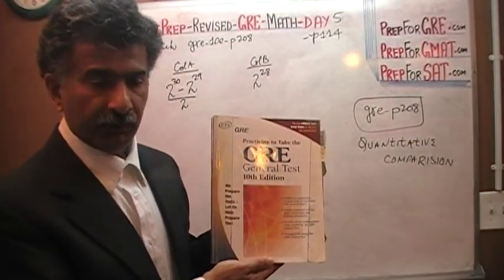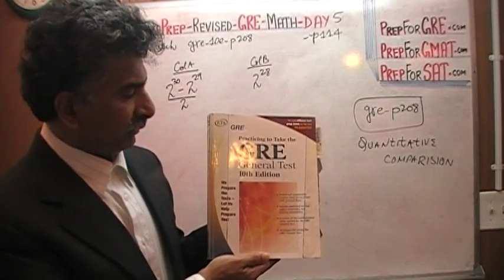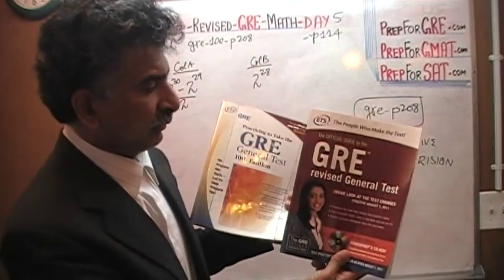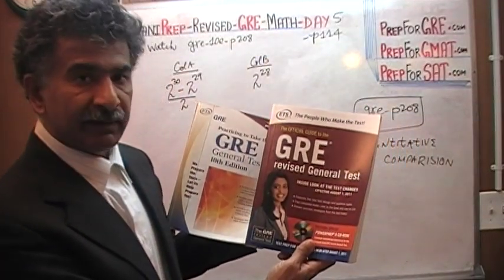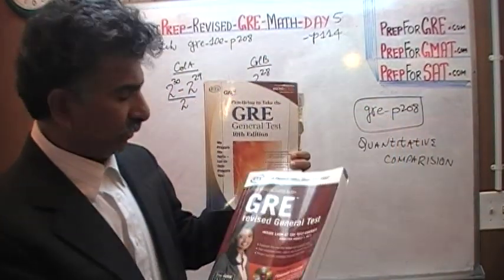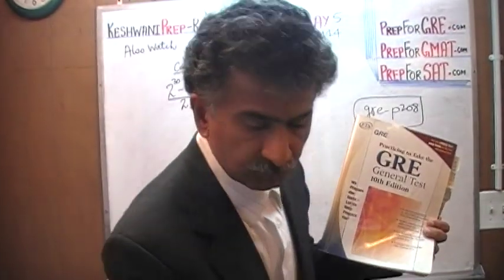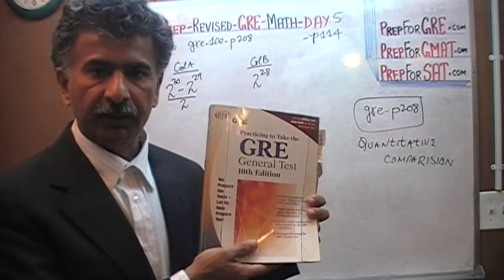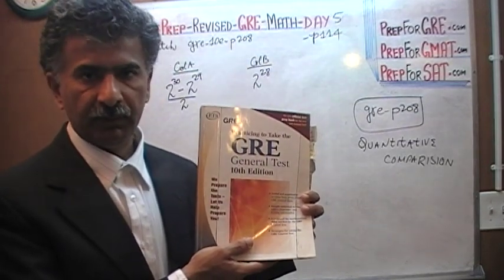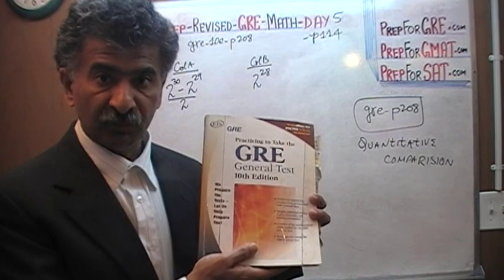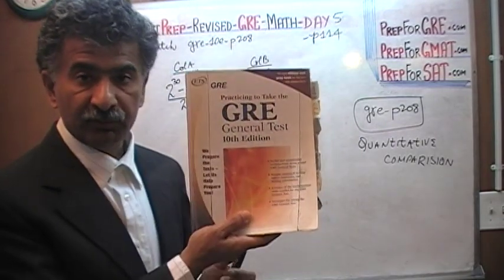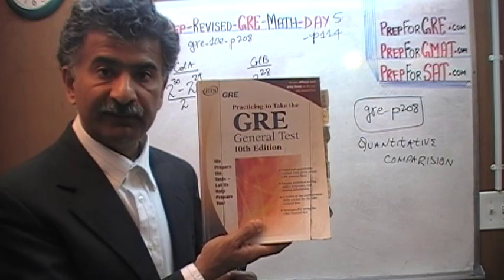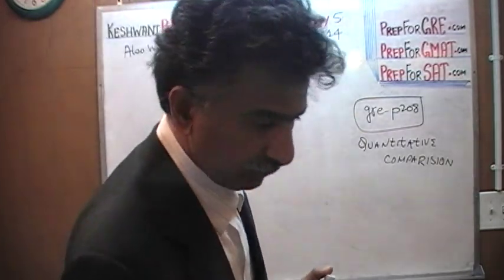Here's the book I was talking about. It's called Practicing to Take the GRE General Test. Same as before, except this one is called Practicing to Take the GRE Revised General Test. This is the old book. And the quantitative comparison questions in this book are the same quantitative comparison questions that you're going to find in your exam. Therefore, if you want to practice more of these questions, you can watch all of these videos. There are 210 quantitative comparison questions in this book. I have solved every single one of them. They're on my channel. You can go and watch them.